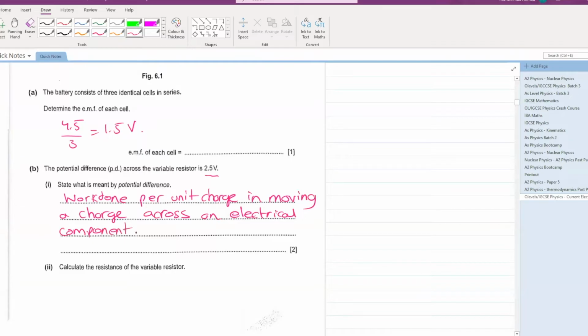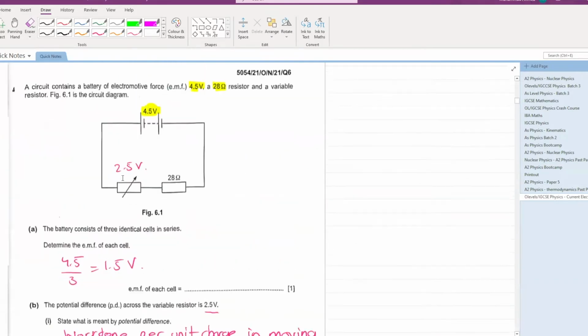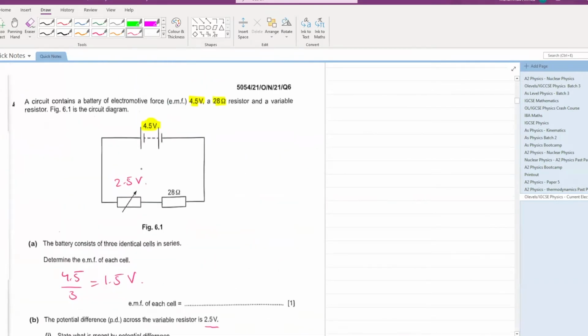What are some examples of electrical components? Thermistor, resistor, variable resistor, LDR, LEDs, all of them. Calculate the resistance of the variable resistor. Okay. So first of all, if the variable resistor is receiving 2.5 volts, what will this 28 ohm resistor be receiving? This 28 ohm resistor will be receiving 4.5 minus 2.5 equals 2 volts. So the 28 ohm resistor is receiving 2 volts. It has a resistance of 28.